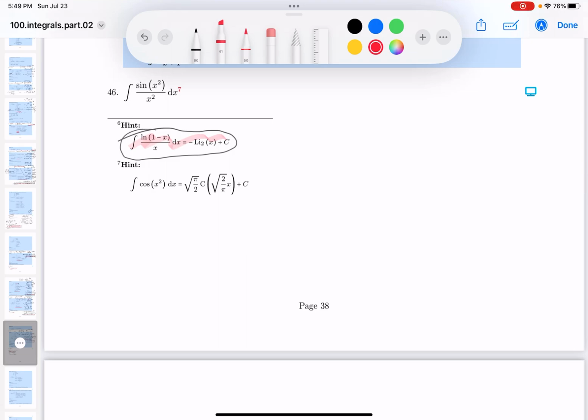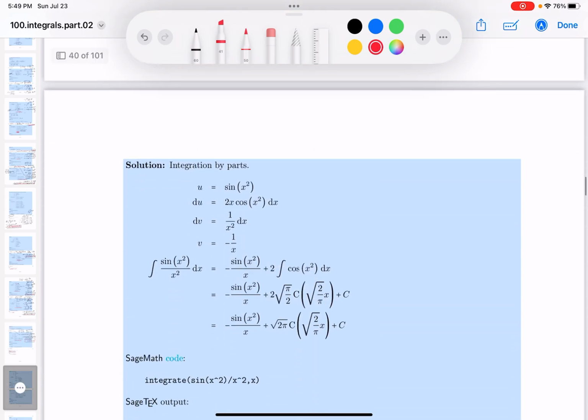Okay, on 46, again, another footnote, says it's related to this guy over here. Looking at it, you might say, how is it related to that? Let's take a look at it. But they say it's going to be related to just simply doing cosine x squared. Let's take a look, see what happens over here.